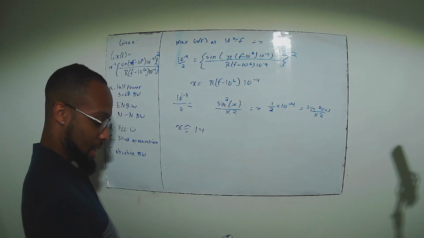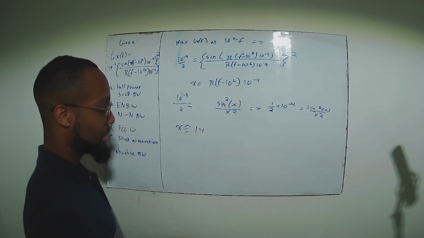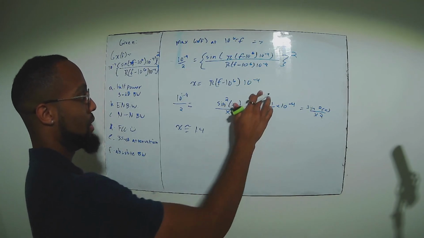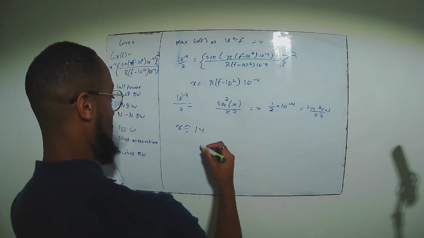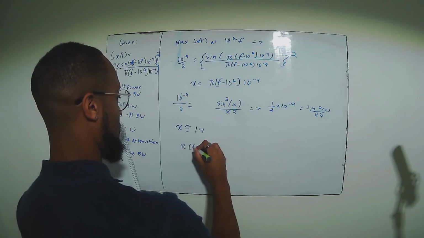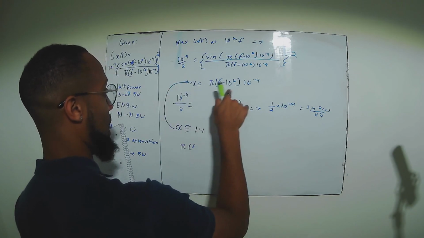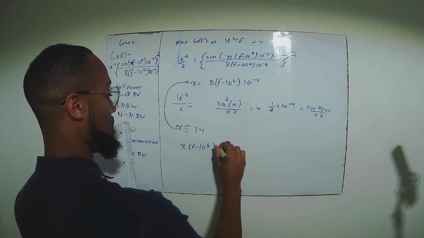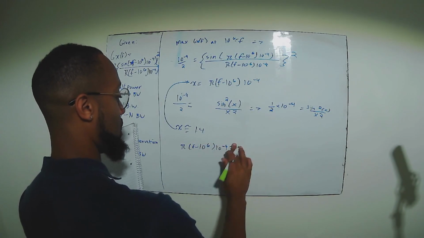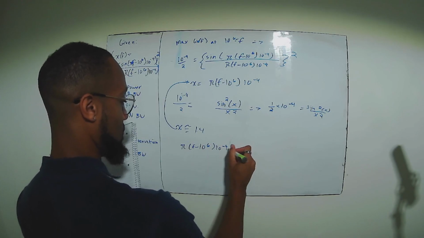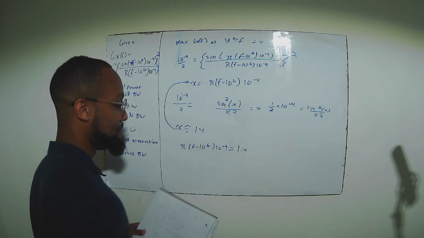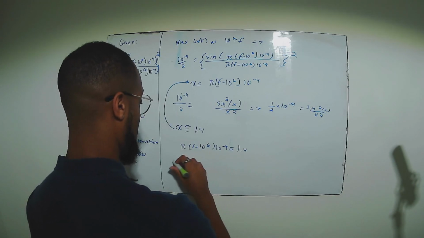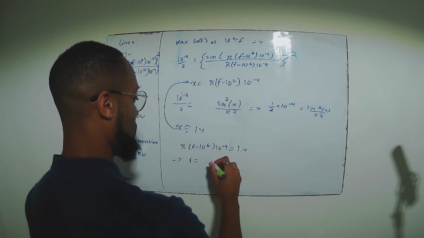And so that's x, right? But x is a change of variables that we did. So we need to substitute this back in here for x. Remember x is pi of f minus 10 to the 6 times 10 to the minus 4. So f, that's 10 to the 6, 10 to the minus 4, is approximately equal, and we'll drop the approximation, we'll just say it's equal to 1.4 because it's relative.